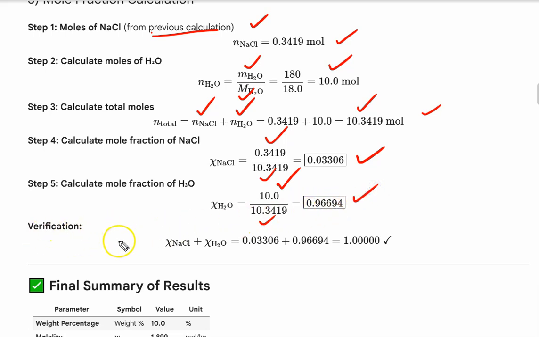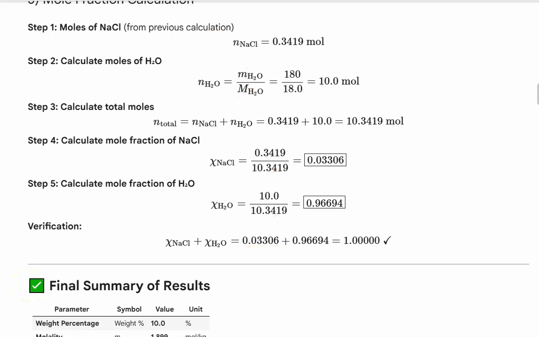So now here is the verification. If we add the 2 mole fractions, that must be 1. So here 0.03306 plus 0.96694, so that will be 1. So it is matching.